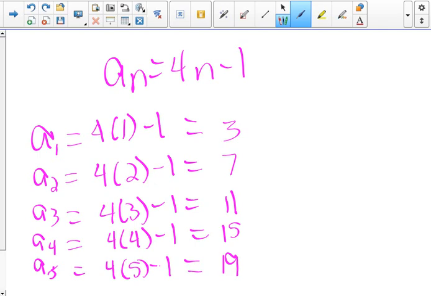Now, they gave you the first 2, 3, and 7, and then they gave you boxes for the last 3. So in those last 3 boxes, put 11, 15, 19. Okay? Any questions on that one? Okay, let's look at the next problem.